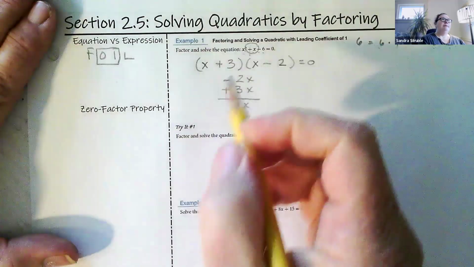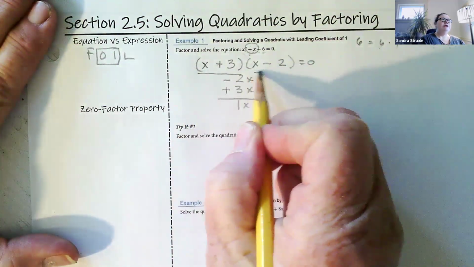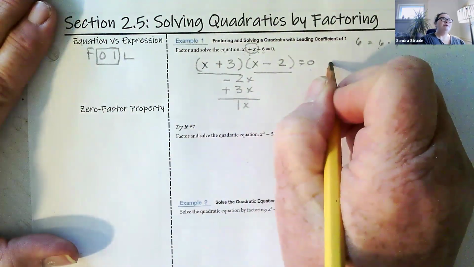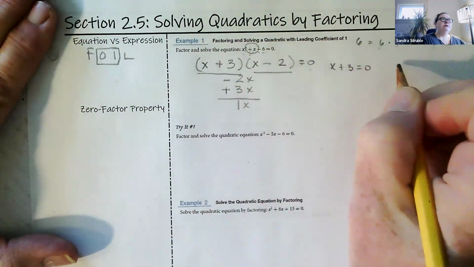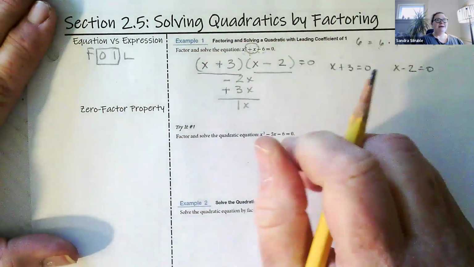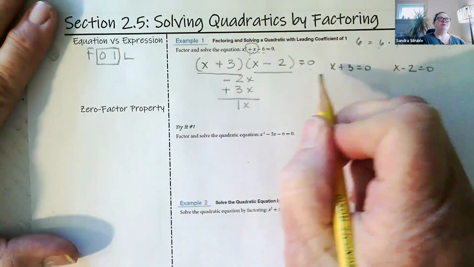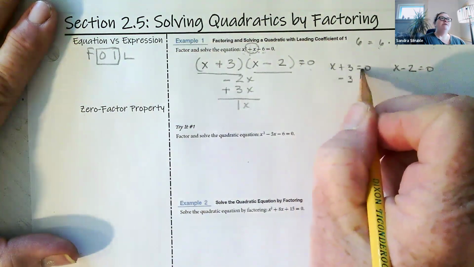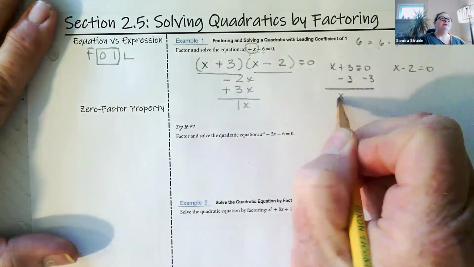Last piece of this, because there's an equal sign here, I can set each of these binomials equal to 0 and solve for x. So x plus 3 equal to 0 and x minus 2 equal to 0. Okay. Be careful. Many times people will just write down the answer without thinking through it. You have to subtract 3 from both sides of the equal sign in order to solve for x.